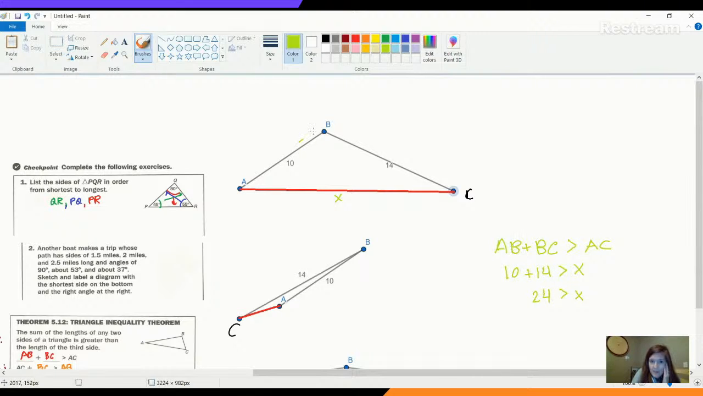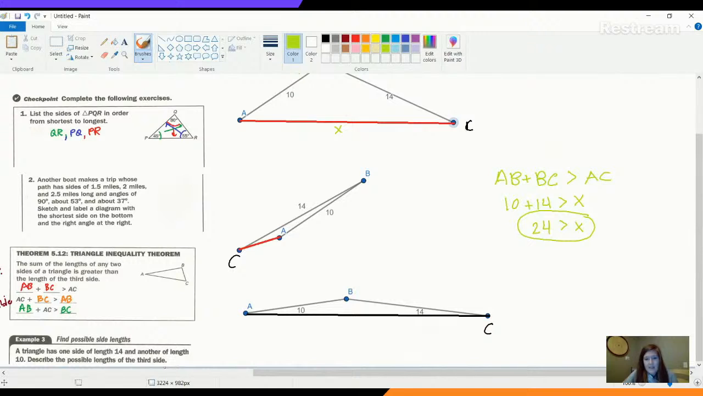So if I add A to B plus B to C, it has to be greater than the whole distance from A to C. So A to B plus B to C, do all the math, and I know that X has to be less than 24. X represents the side from A to C, right? This right here represents this scenario. Basically, I can't have this line down here, the third bottom one where I'm pointing to, be any bigger than 24. This X has to be less than 24, right?